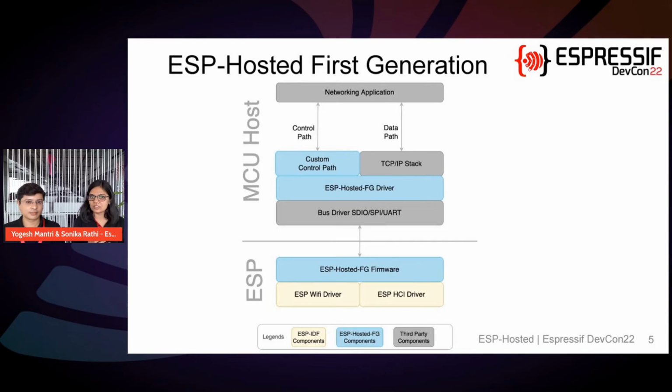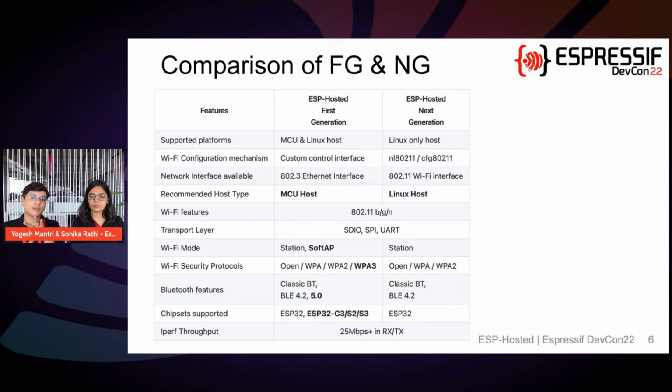Are there any other differences between the two variants? Okay, so I will try to show you what all the possible differences are in the system. This is the overall comparison of the FG, first generation, and the next generation. On the left side you can see ESP-Hosted first generation, and on the right side you can see ESP-Hosted next generation. I will go through this list feature by feature. Supported platforms on the first generation are MCU and Linux host, and in the next generation there is Linux only host.